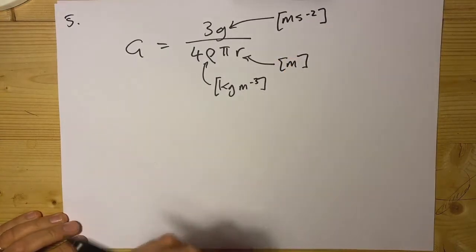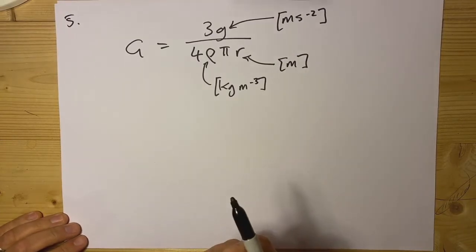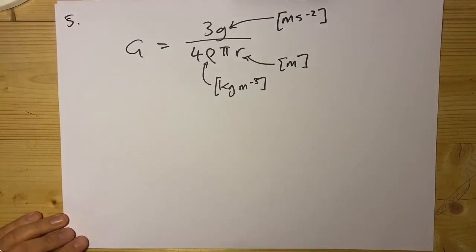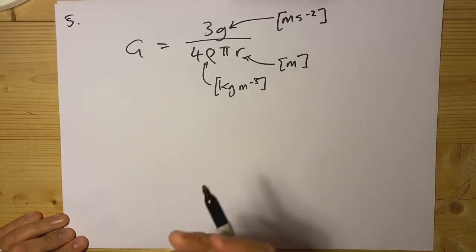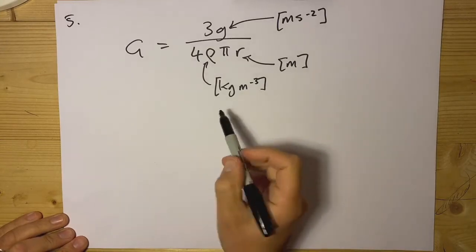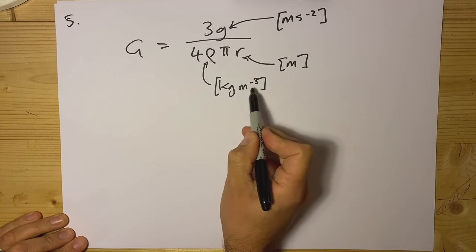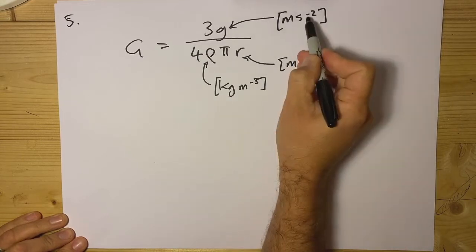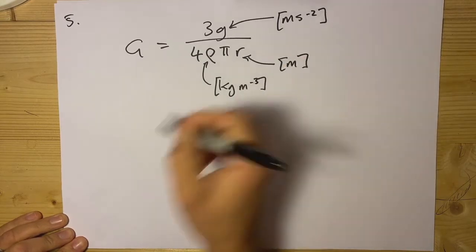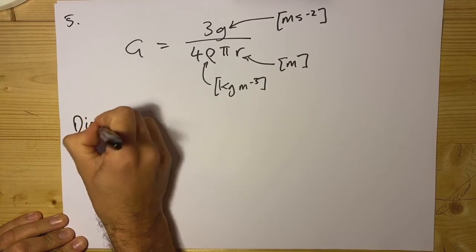So remember, dimensions are L for length, T for time, and M for mass. And that's all we're dealing with here. We've got mass, we've got a length, or at least something derived from a length, and then we've got time, or something derived from a time. So let's just think about the dimensions.